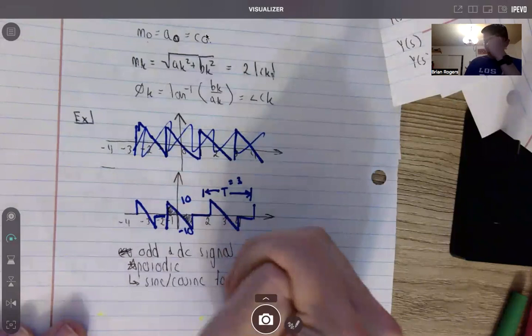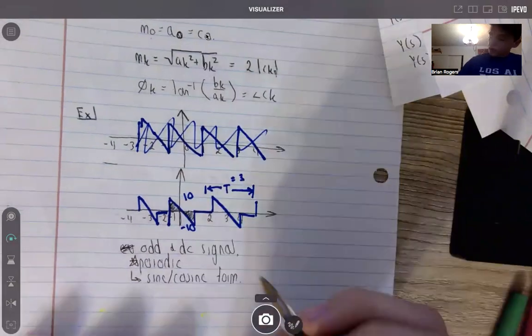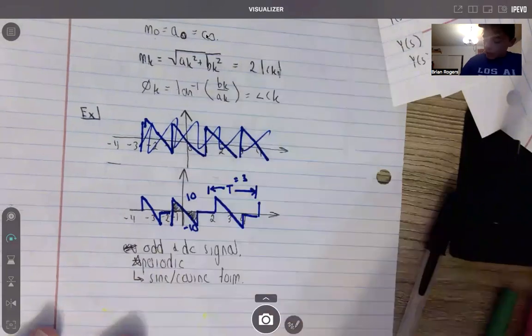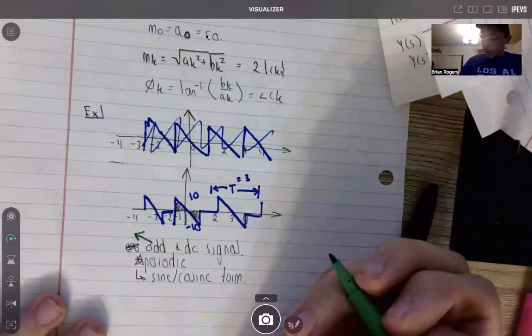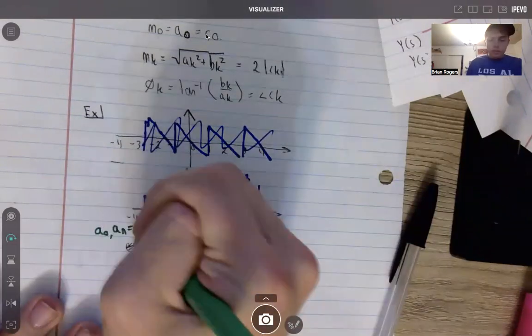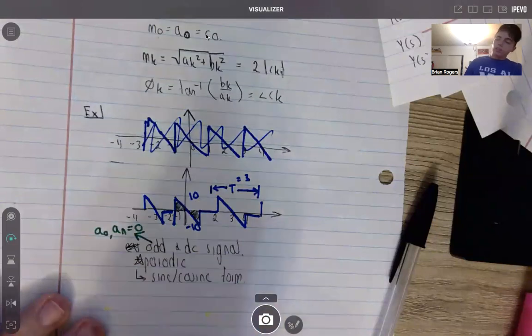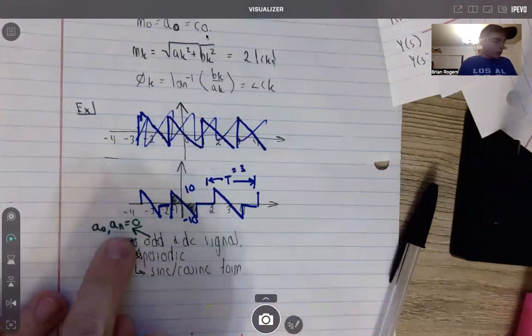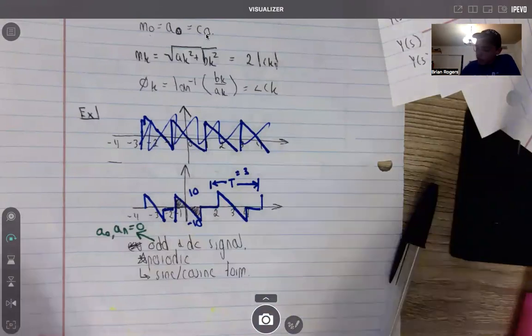Since it's odd, I know from that point that A naught and A of n equal 0. So we're only going to be finding our B of K's. You can use N and K interchangeably. Some people like to use N, some people like K, so you can use one or the other. We're only going to be finding our B of K's here.